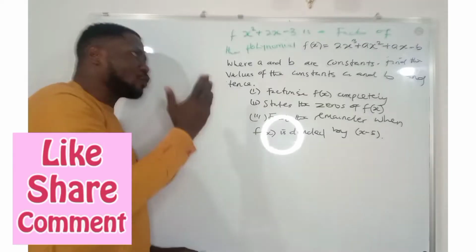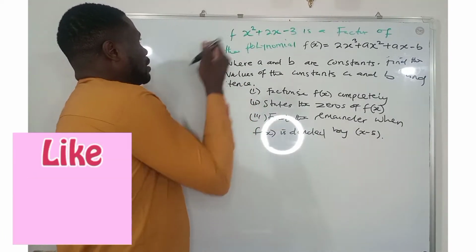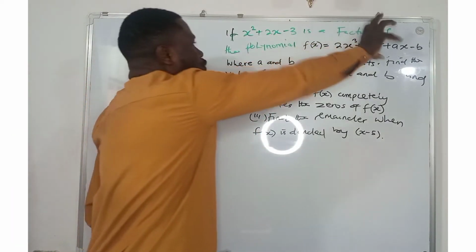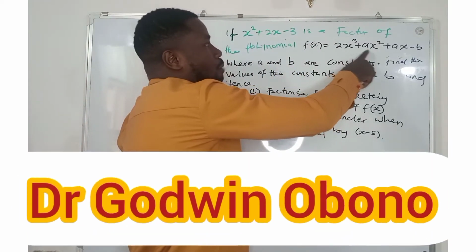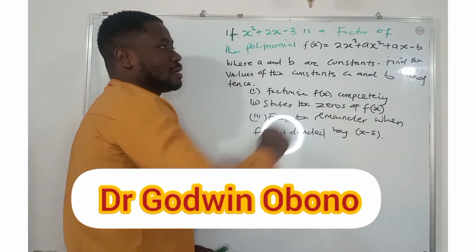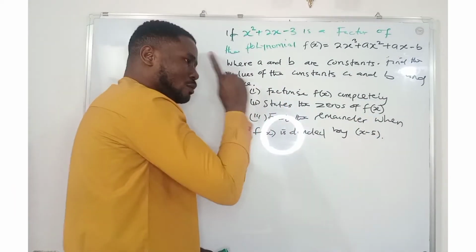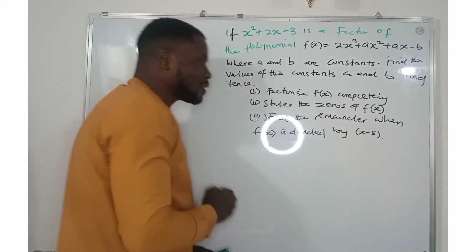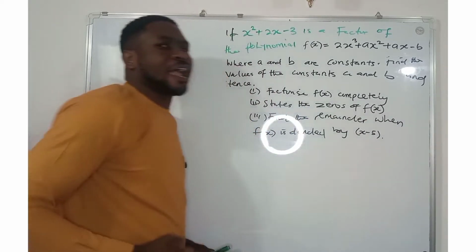We have before us a question that goes this way. The question says, if x squared plus 2x minus 3 is a factor of a polynomial f of x equal to 2x cubed plus ax squared plus ax minus b, where a and b are constants, find the values of the constants a and b, and hence: A. Factorize f of x completely. B. State the zeros of f of x. C. Find the remainder when f of x is divided by x minus 5.